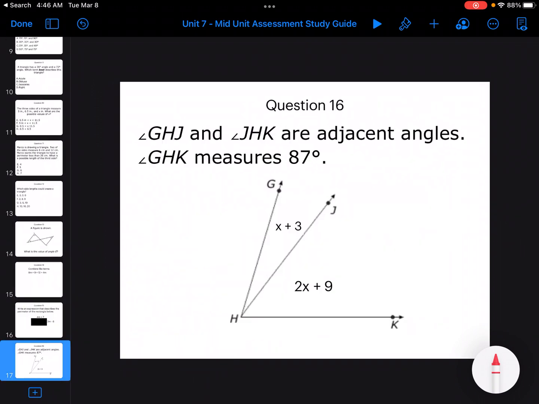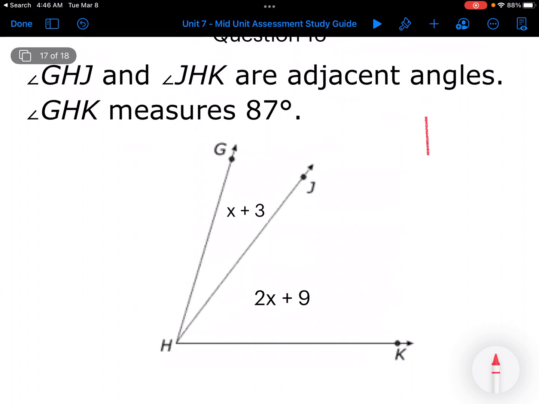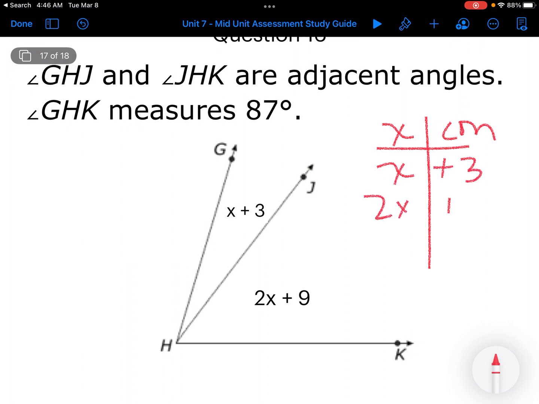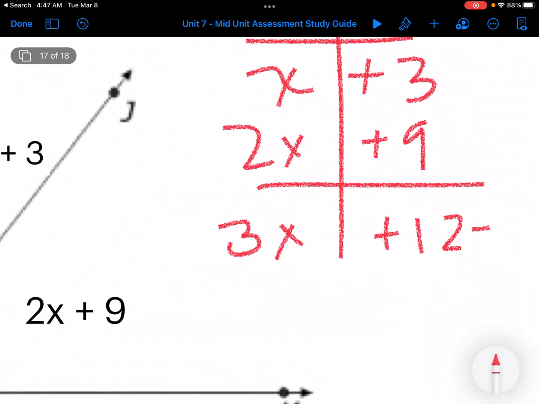All right, it says that these two angles are adjacent, which means they share a side, and that they measure 87 degrees. So I'm going to combine like terms. I have x's and constants. So I have x plus 3, 2x plus 9. So it gives me 3x plus 12. And that's going to equal 87 in this case, because that's what it says it equals. So I'm going to subtract 12 on each side.